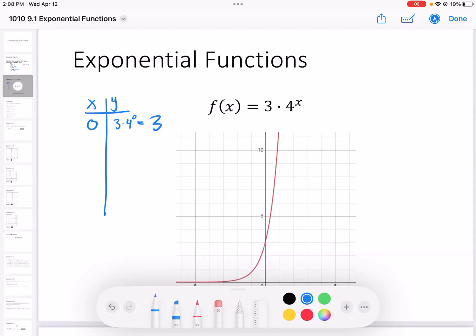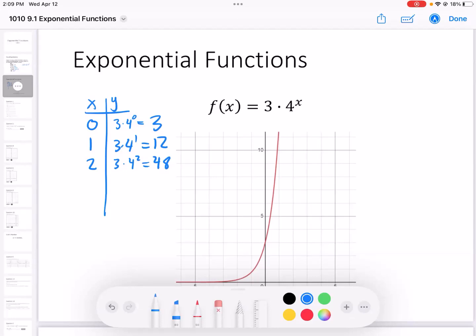Then you could also say, well, if X is 1, then Y is going to be 3 times 4 to the first power. 4 to the first is 4, times 3 is 12. And you could also plug in a 2, and you get 3 times 4 squared. I don't know what 3 times 16 is. Well, maybe, is it like 48? Okay, so you get 48 if you plug in a 2. And already that solution is way off of the graph.